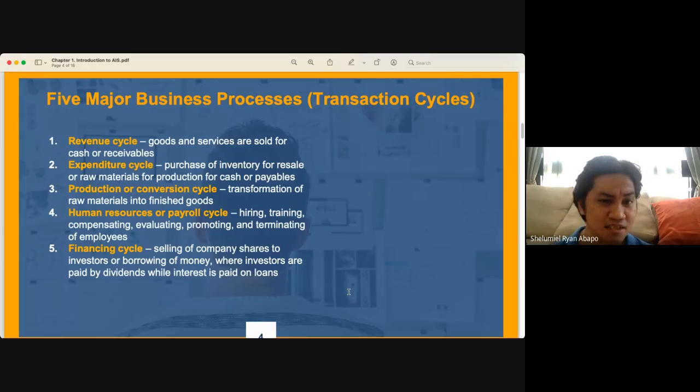The next major process would be the expenditure cycle, which is the purchase, which records all your expenditures. But the focus normally will be the purchase of inventory for resale if you are in a merchandising business, or raw materials for production, for cash or payables. Third will be the production or conversion cycle. Related to the raw materials purchased under the expenditure cycle, you receive from this cycle the raw materials that will be converted or transformed into finished goods.